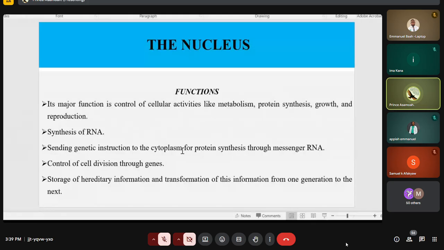So what is the function of the nucleus? It says its major function is control of cellular activities like metabolism, protein synthesis, growth, and then reproduction. It is also responsible for the synthesis of RNA, ribonucleic acid. The RNA is copied from the DNA, and it is responsible for the cellular functions that we can see. It also controls cell division, and it sends genetic instructions to the cytoplasm for protein synthesis and all that.